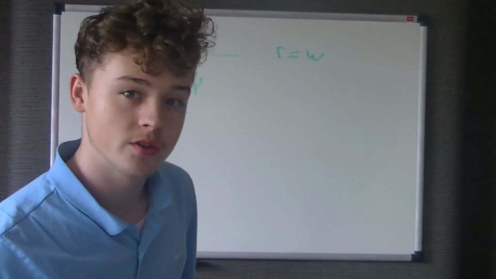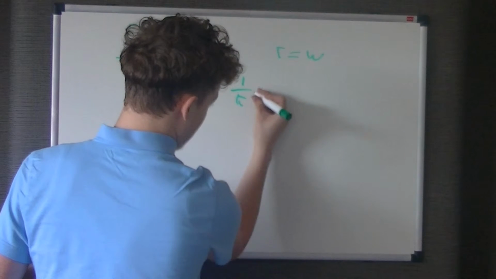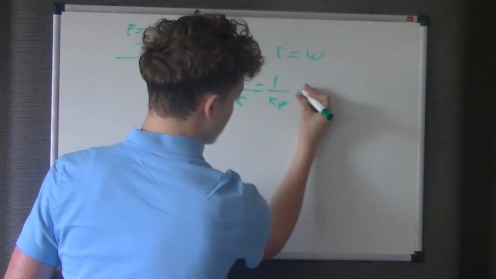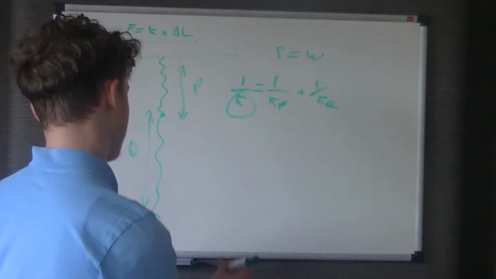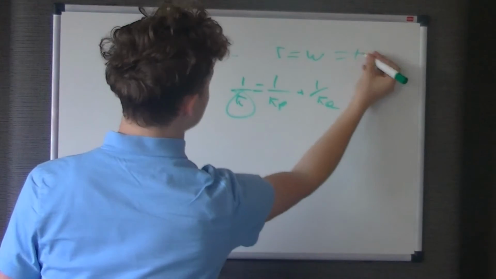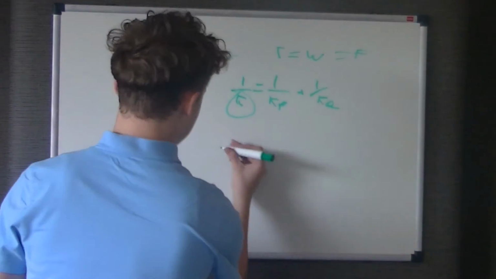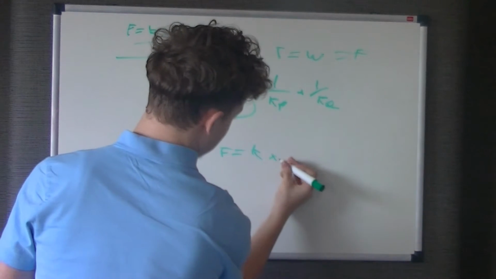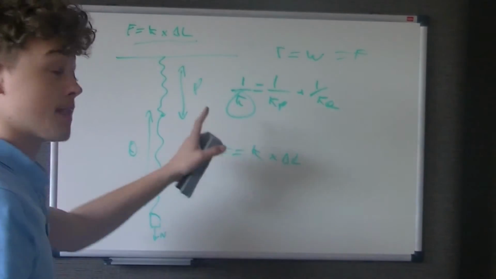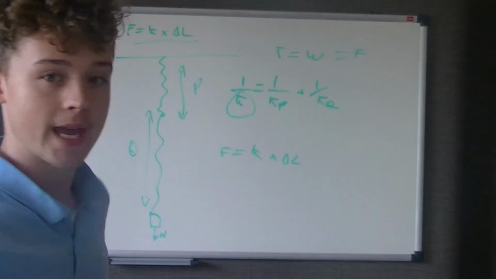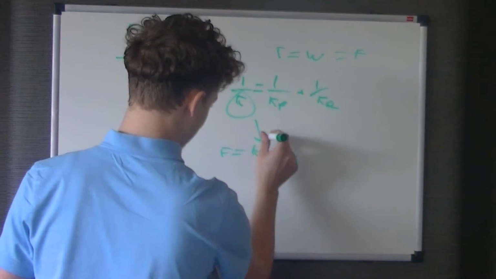So, the effective spring constant is a spring constant of all of this. So the effective spring constant is 1 over K equals 1 over Kp plus 1 over Kq. And this K here is what you're going to use, because T is equal to W, so equals F. So as F equals W, we'll just use F, okay? So F equals K times delta L. Now 1 over K is not K. I know it sounds stupid, but some people make that mistake. It's K on the bottom that you need to worry about, and that will give you the K over there. And then you times that by delta L. Now, that is the effective spring constant there.